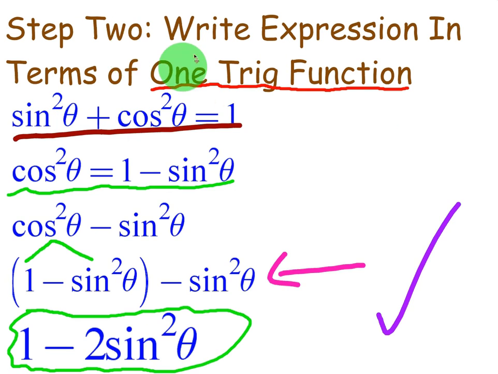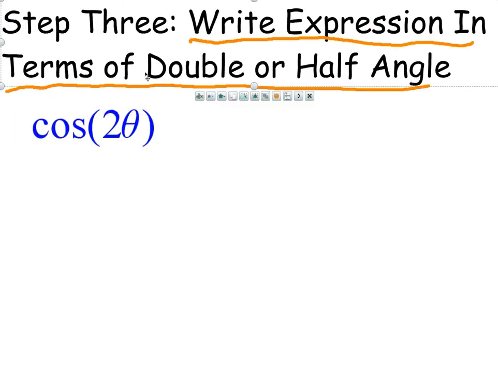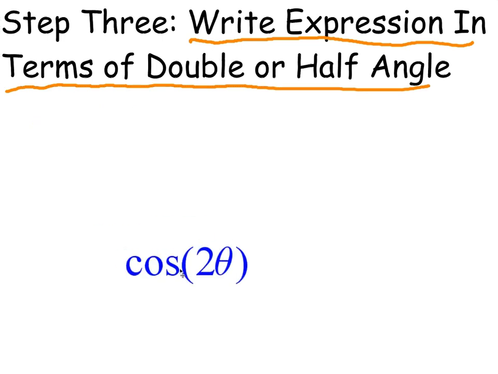And we did that without even using the double or half angle formulas. We used just Pythagorean identities. So again, as I said before, always use those first. Pythagorean, quotient, cofunction, whatever. Then you will go and you will use the double and half angle formulas. So this leads us to step 3. Write the expression in terms of double or half angle.